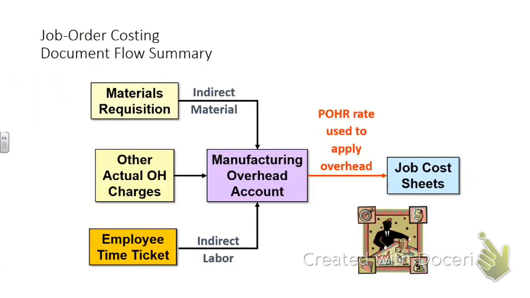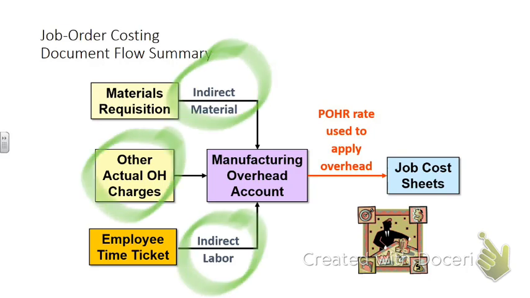So notice what we're going to have. We're going to have the indirect materials, the indirect labor, and then other charges, the electric bill maybe, the depreciation expense, whatever. For depreciation expense, I should point out: depreciation expense for the production equipment is manufacturing overhead. Depreciation expense for the accounting department's computer is selling, general and administrative expense. So it depends upon what it is and what it's being used for. And that's all going to go into that manufacturing overhead account.